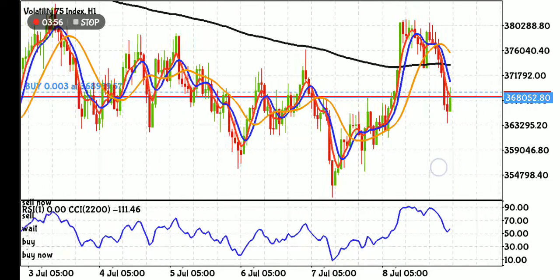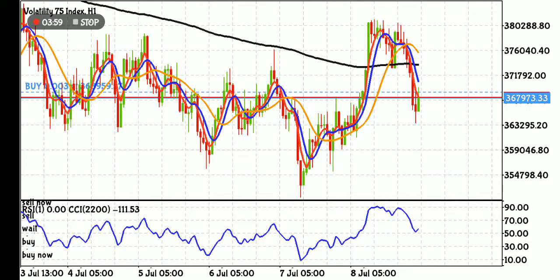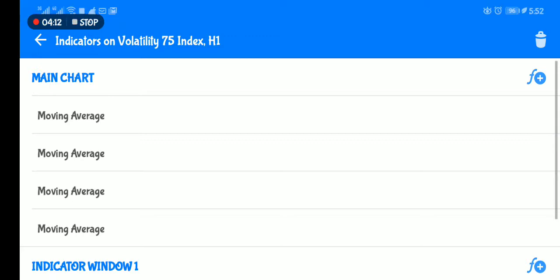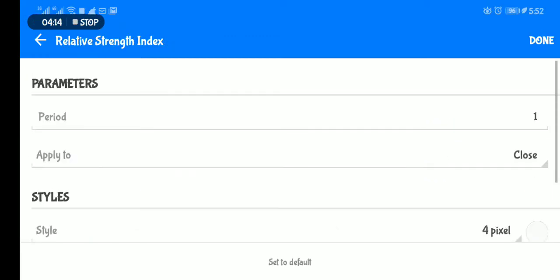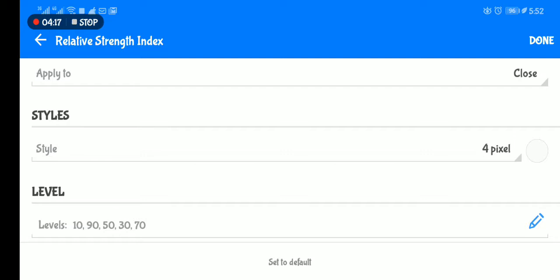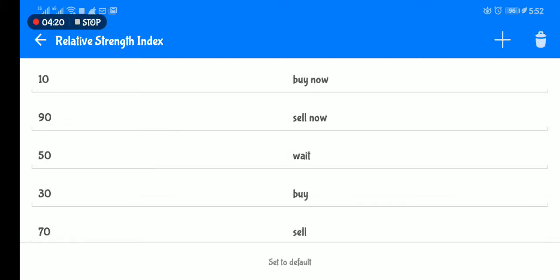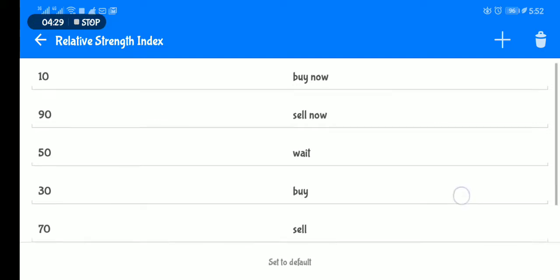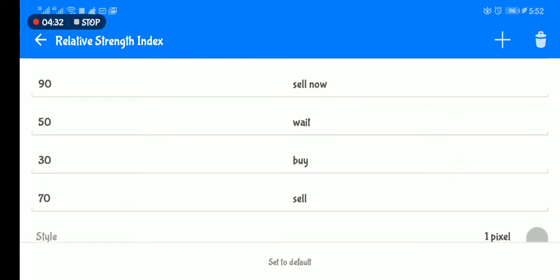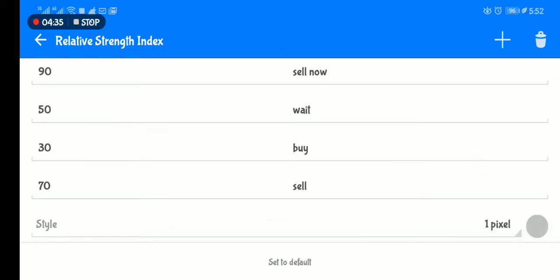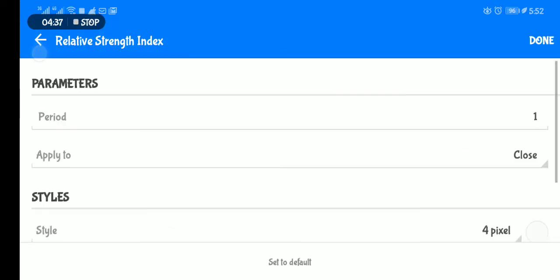Now what you need to look at is simple. You want to see where the CCI has crossed these levels. Okay, sorry, I didn't show you how you can actually put those levels. For the relative strength index, you can set the levels. We have levels 10, 90, 50, 30, and 70. So for 10, we have buy now. For 90, we have sell now. For 50, we have wait. For 30, we have buy. For 70, we have sell. So once you set all these up, then you're done.